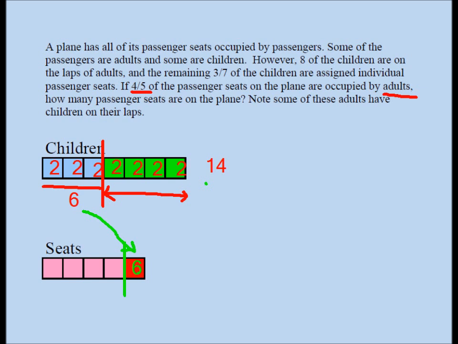Now if each box represents 6, I can fill it out. 6, 6, 6, 6. So we have 1, 2, 3, 4, 5. 5 times 6 is 30. The question says how many seats are on the plane? The answer is 6 times 5 equal to 30. That's our answer, 30.